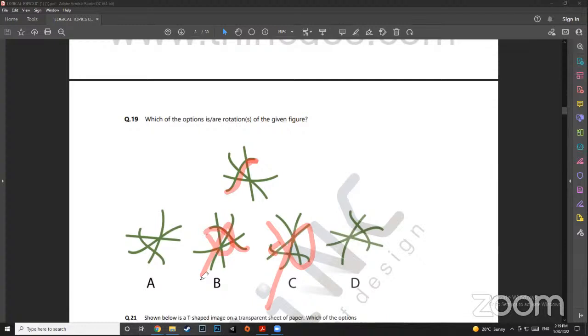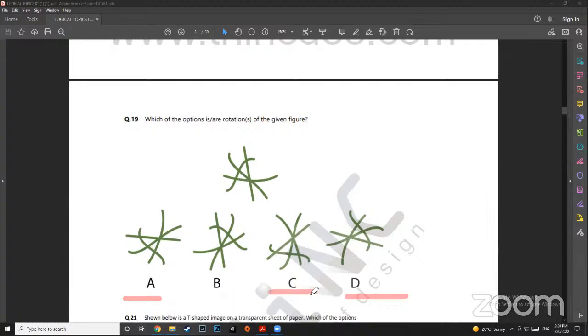And I think similarly, no. So A is also correct. A is a rotation, D is a rotation. So this is a multiple select question. If this question comes in the examination, I'm just clearing it out again. If A and D are the correct answer, if you write down A, D, and B, you will get negative marking.